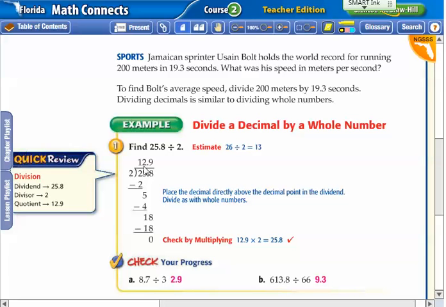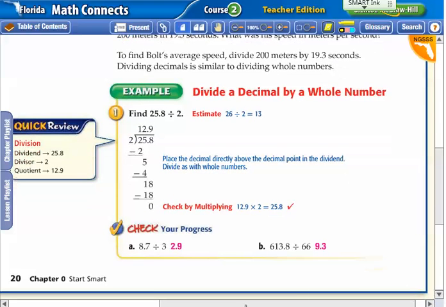2 goes into 2 one time. Put the 2 here and subtract. No remainder. Bring down the 5. 2 goes into 5 twice. 2 times 2 is 4. Subtract. And we've been doing this in class. You've been doing pretty good with it. You did pretty good with it on the pre-test, so I don't see this being a problem for you. Just make sure you know which one goes inside.